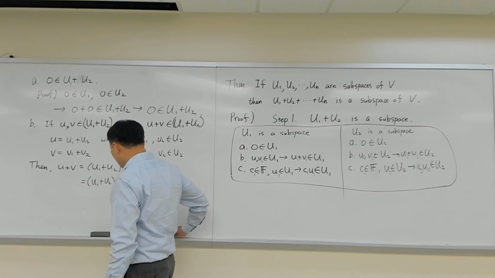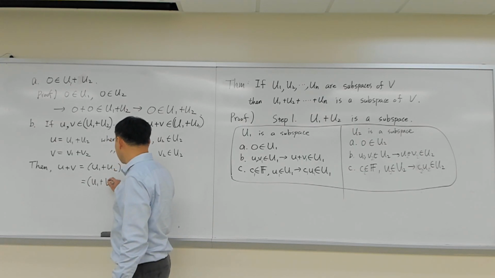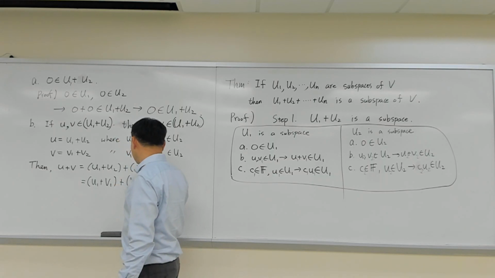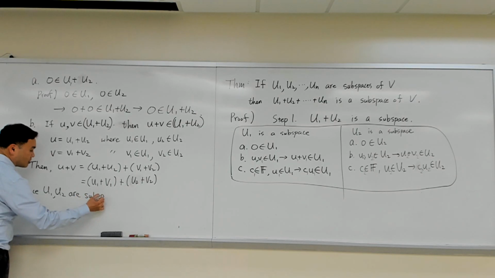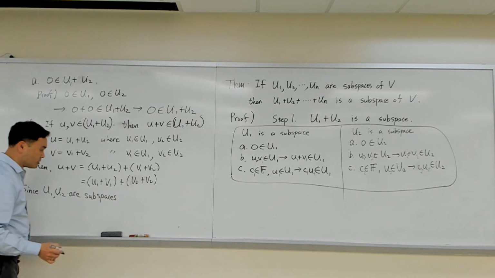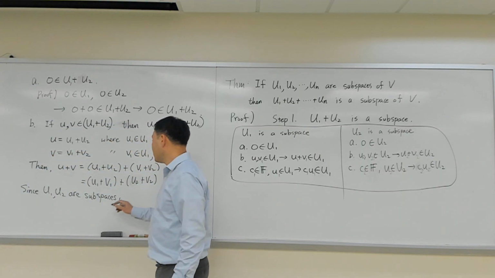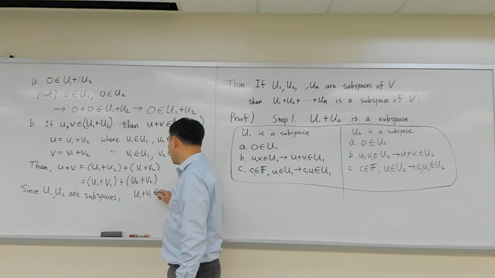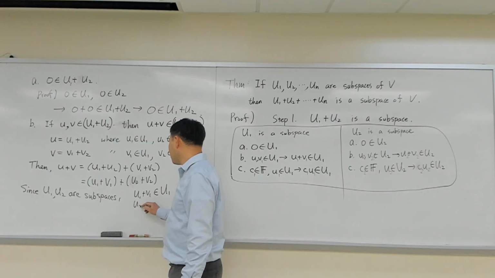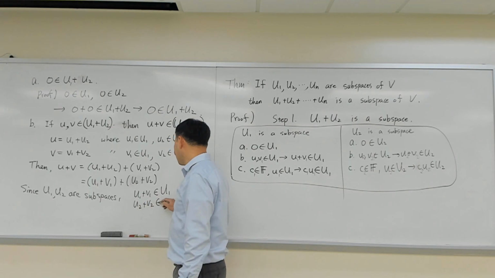Sorry, u1 and v1 together, and then u2 and v2 together. Since u1, u2 are subspaces, okay, u1, u2 are subspaces, u1 plus v1 is in u1, and u2 plus v2 is in u2.